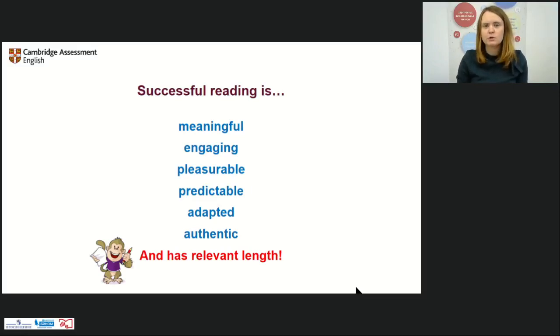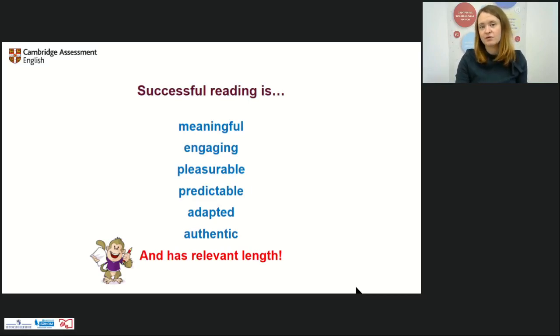Predictable, this is a very important quality. So I've already mentioned several times that you should activate their schemata in order to help them, to prepare them for the reading or listening. Because if you know what's going to happen, it makes you feel safe. And a safe environment is crucial for young learners. Otherwise, they will get too distracted, too nervous, and it will seriously hinder the success. Then, adapted, of course. Again, the level should be appropriate.